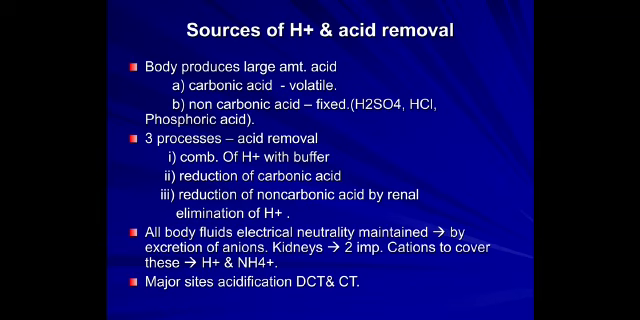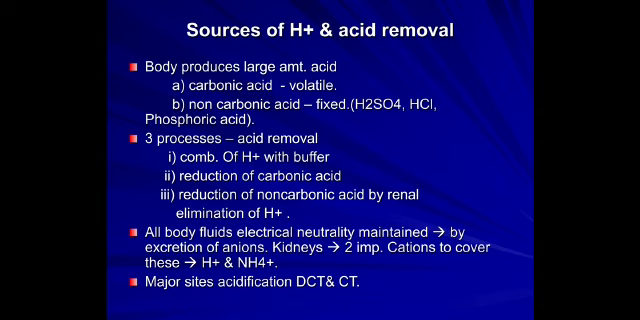The three processes in which acid is removed are combination of hydrogen with the buffer, a reduction of carbonic acid, and reduction of non-carbonic acid by renal elimination of hydrogen. All body fluids are electrically neutral, which is maintained by excretion of anions. The kidney too is important, so it needs cations to cover these, and hydrogen and ammonia are formed.